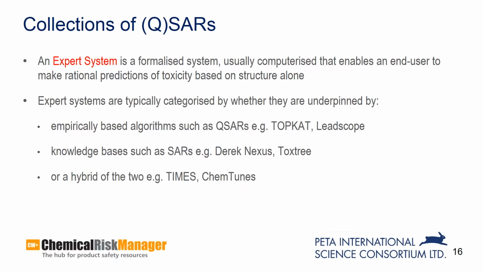And some software is a hybrid of both structural alerts and more quantitative models. For instance, TIMES from Laboratory of Mathematical Chemistry in Burgas in Bulgaria, or ChemTunes from Molecular Networks in Nuremberg in Germany. I should say and emphasize there are many other pieces of software and expert systems able to predict toxicity. We'll mention a few of these, and Grace will also give some examples of tools to read across later in this presentation. Next slide, please.